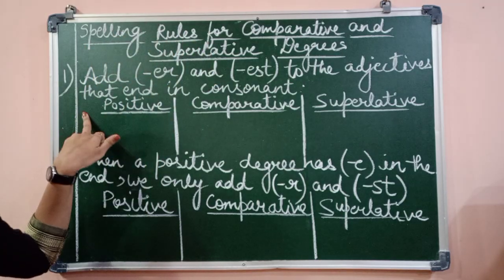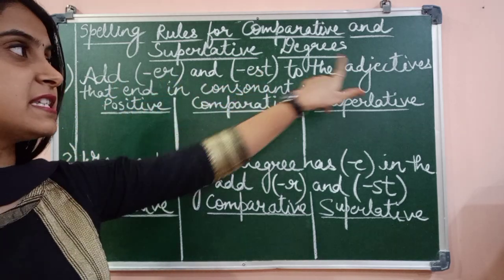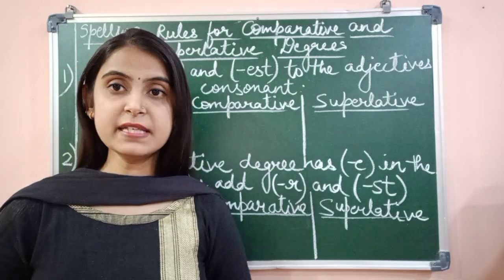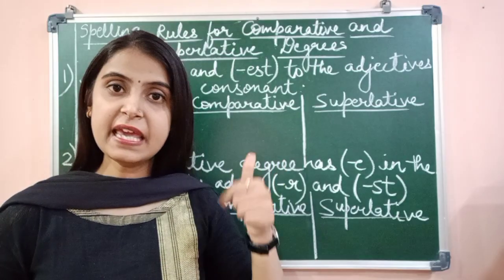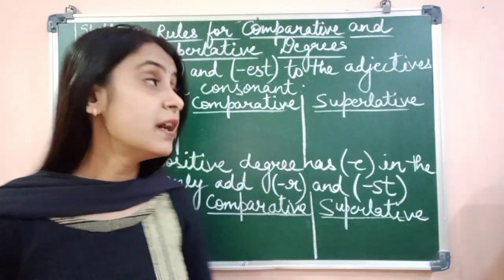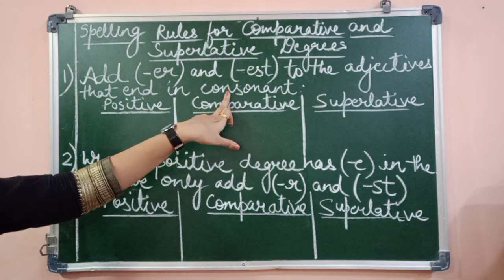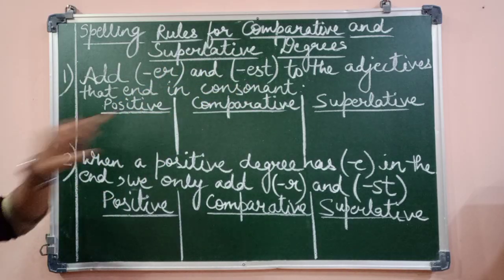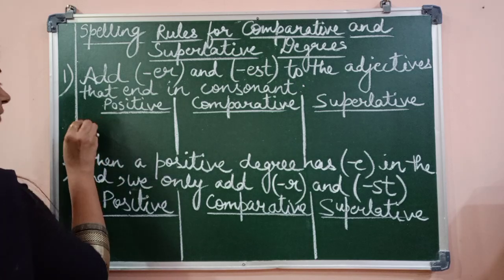Now children, the first rule is we have to add ER and EST to the adjectives that end in consonant. Now before this, you should know what are consonants. There are 5 vowels, right? A, E, I, O, U. And the other letters are consonants, right? So it says if an adjective is ending in consonant, we put ER and EST after them to make comparative and superlative degree. Now for example, I am giving you an example.